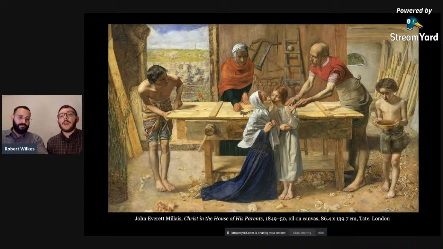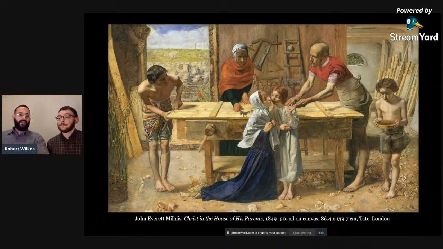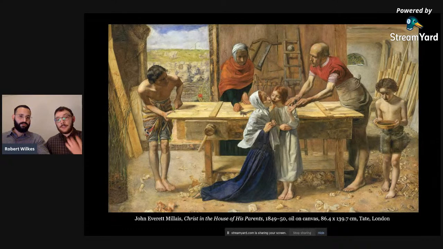But the Pre-Raphaelites, this very realistic way of painting, caused a great deal of controversy. Perhaps the greatest controversy of all was in 1850. The Millet, again, exhibited this painting at the Royal Academy in 1850.